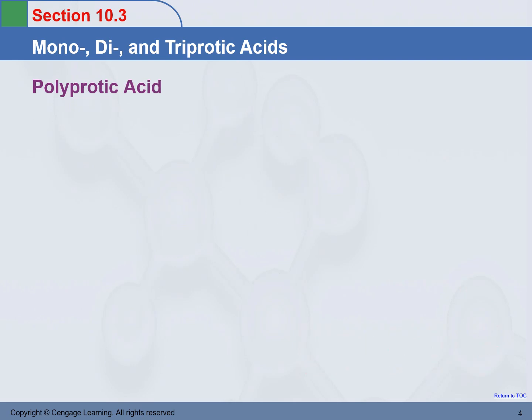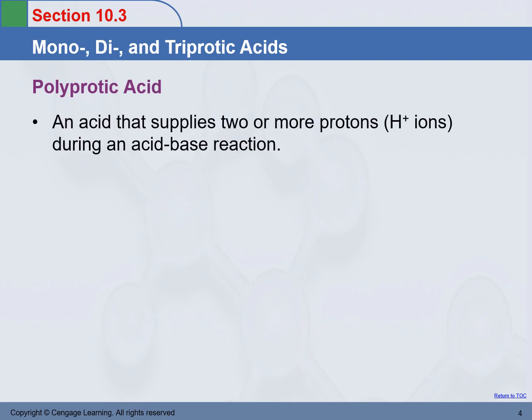Polyprotic acid: well, if an acid can supply 2 or more protons in the acid-base reaction, then it is classified as a polyprotic acid. Both diprotic acid and triprotic acid are polyprotic acids.